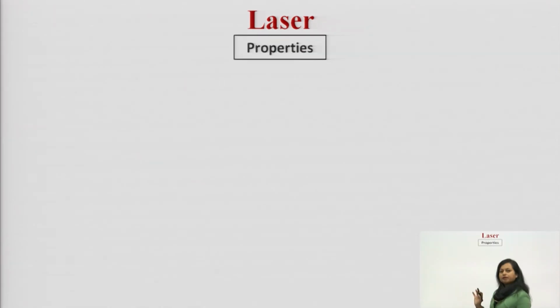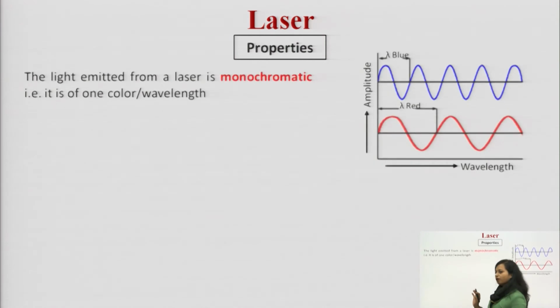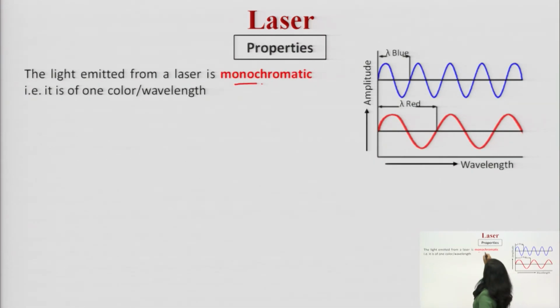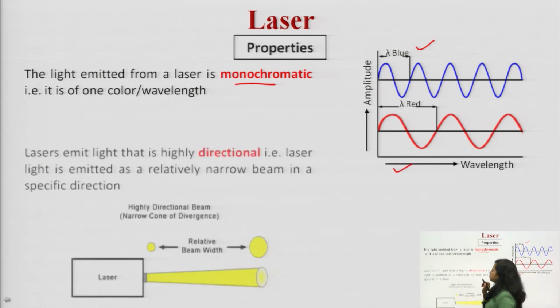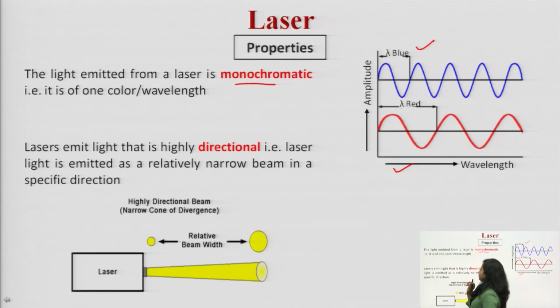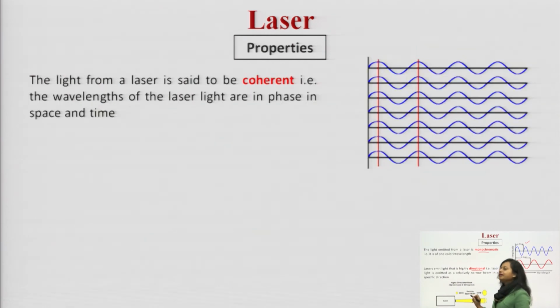Some of the important properties, let me remind you, you have already studied. Monochromatic means the light emitted from a laser is monochromatic in nature. It means it has one color wavelength. You can see the wavelength for blue color and a different wavelength for the red color. So for every color there is a different wavelength. And a laser emits light which is highly directional. Highly directional means the conical shape you can observe over here. You can see here, this is a very narrow beam. So this is the property of a laser.